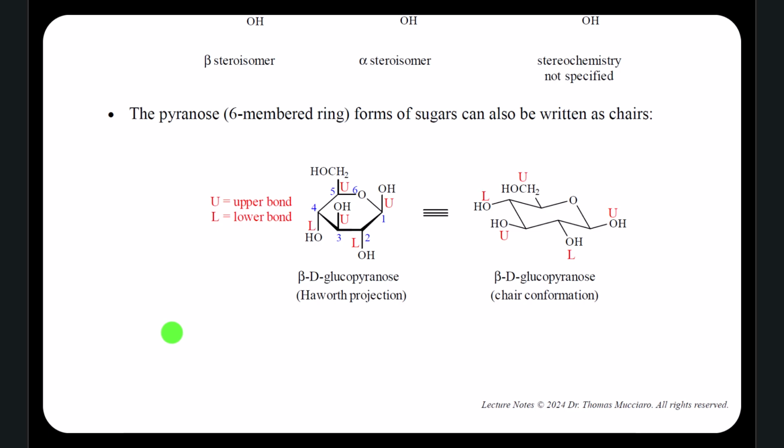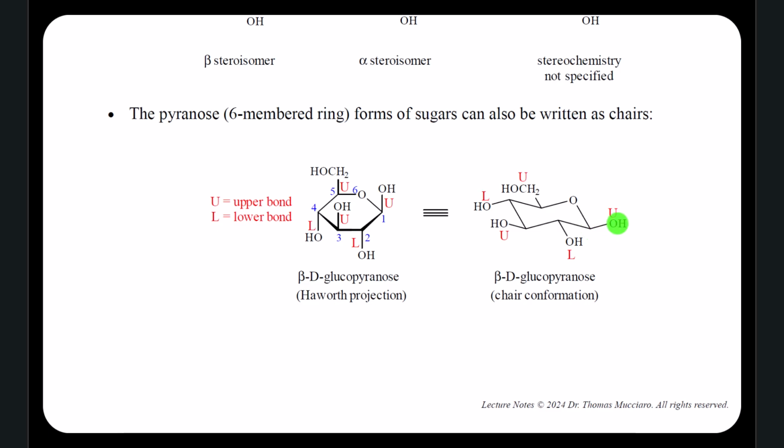To convert from the Haworth projection to a chair conformation, we're going to use the same methodology that we used in first semester, designating bonds as either upper or lower on each carbon, and then looking at the chair and designating the corresponding bonds as upper or lower, and then transferring the proper corresponding group. So for example, if we look at the carbon 1 hydroxyl group, it is on an upper bond.